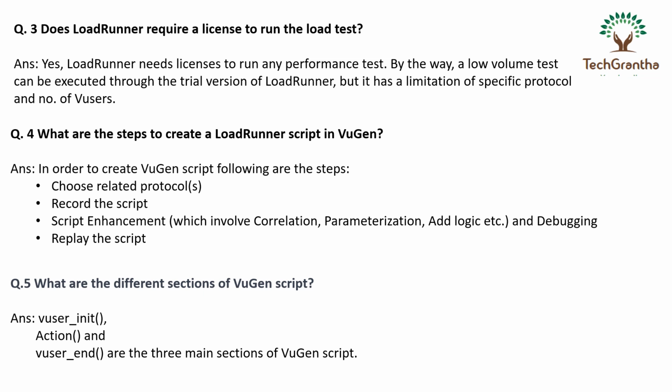Then question number 4: what are the steps required to create a script in VuGen? The simple steps we need to do: first, select which protocol our application supports. Second, record the script. Then do the enhancement. Then replay the script to check whether our script is working fine or not.